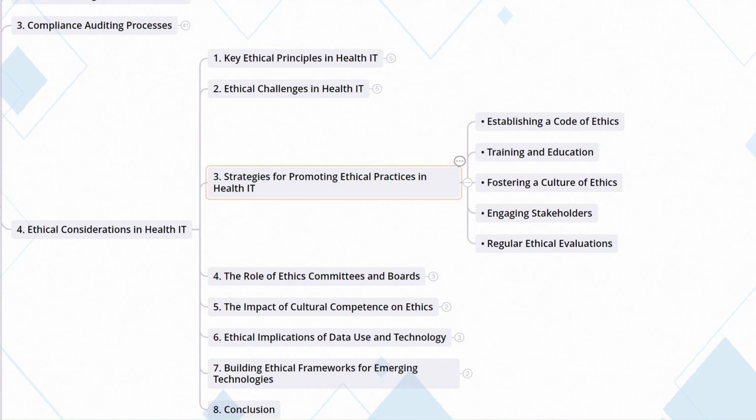In conclusion, ethical considerations are critical in the realm of health IT, impacting how patient information is managed, shared, and utilized. By upholding essential ethical principles such as autonomy, beneficence, non-maleficence, justice, and confidentiality, health IT professionals can enhance trust and accountability in healthcare delivery.